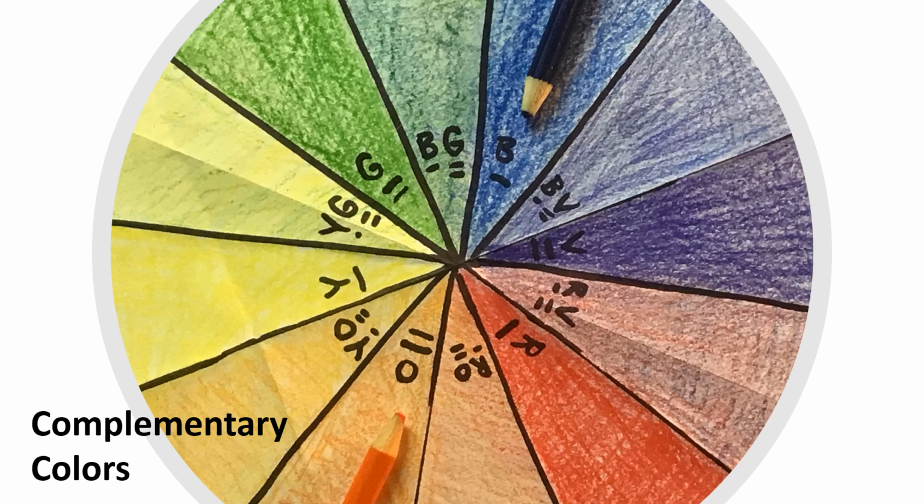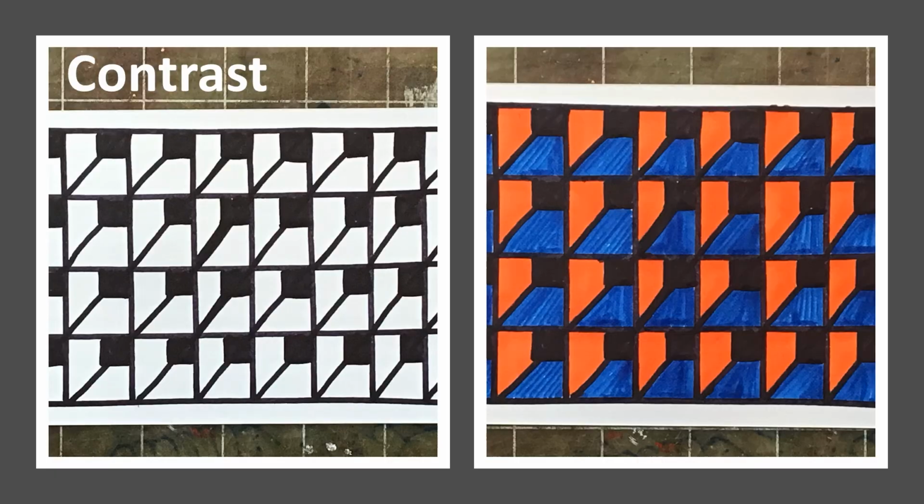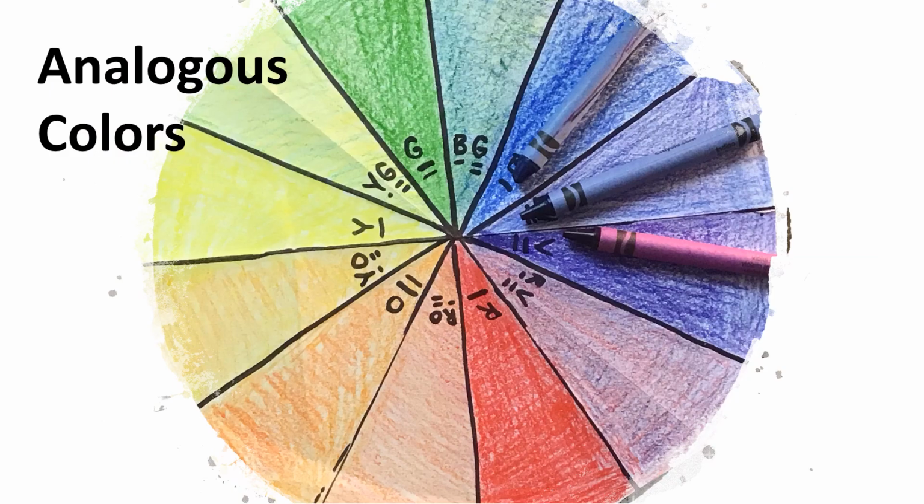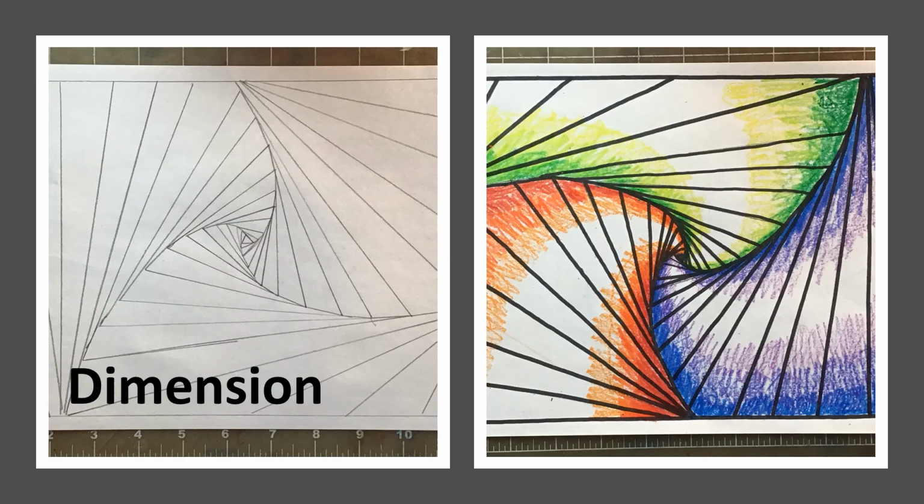We'll talk about complementary colors, which are opposites on the color wheel, and we'll use those to create contrast, which shows a big difference between two things. And we'll use analogous colors, which are neighbors on the color wheel, and we'll use them to help give our art dimension.